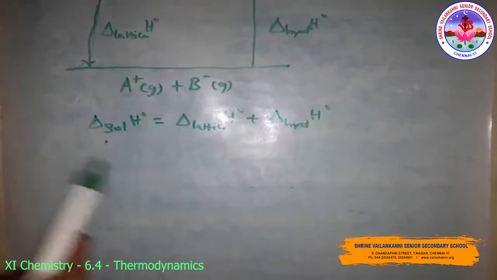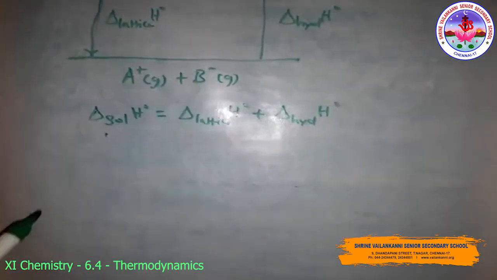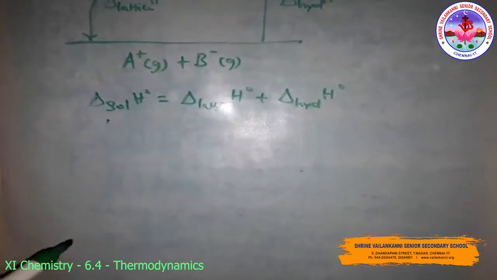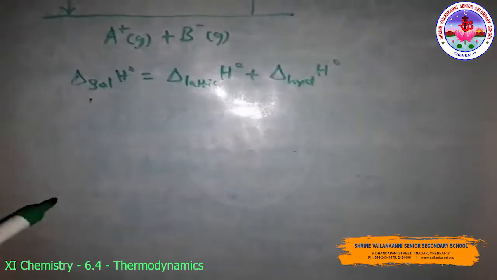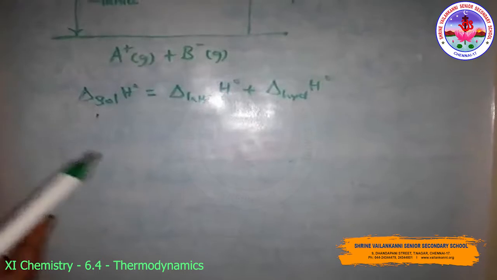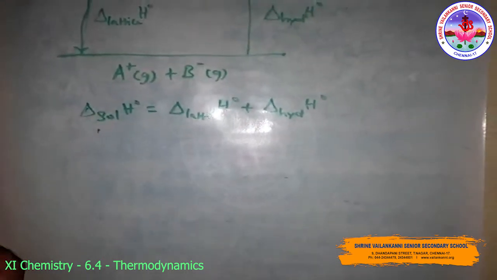For most ionic compounds, this value is positive and the dissociation process is endothermic. Therefore the solubility of most salts in water increases with rise of temperature. If the lattice enthalpy is very high, the dissociation of the compound may not take place at all. Okay, then lattice enthalpy.